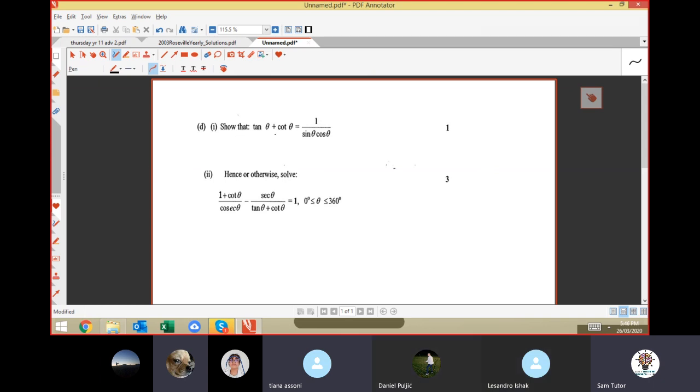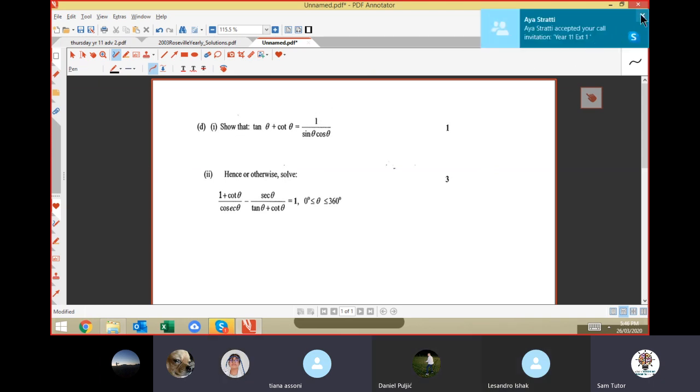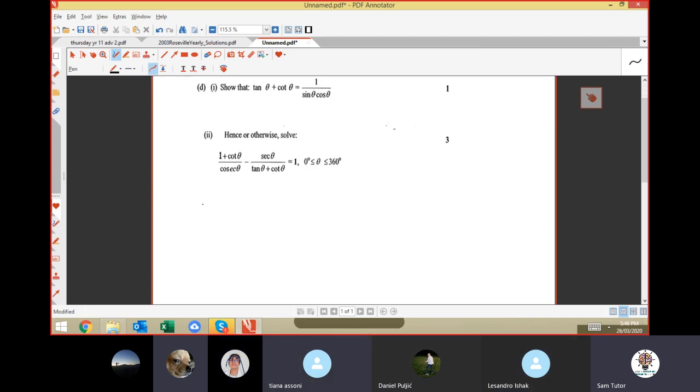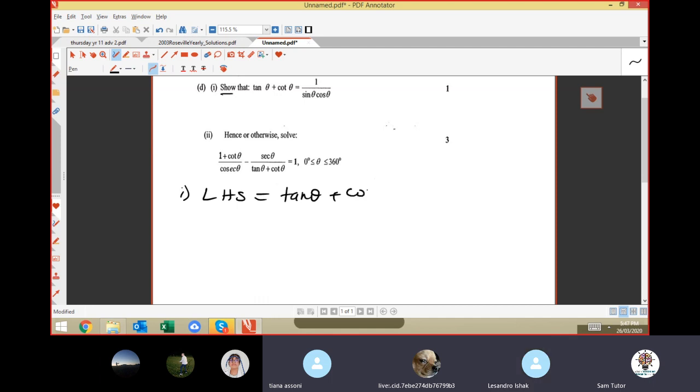Okay. Show that tan theta plus cot theta equals 1 on sine theta cos theta. How do we start with show questions, Lisa? Would you make the cot theta... Wait, not yet. How do we start it? You write LHS, left hand side, right hand side. Yeah, that's it. Just beautiful. You need to get used to that. LHS equals tan theta plus cot theta.